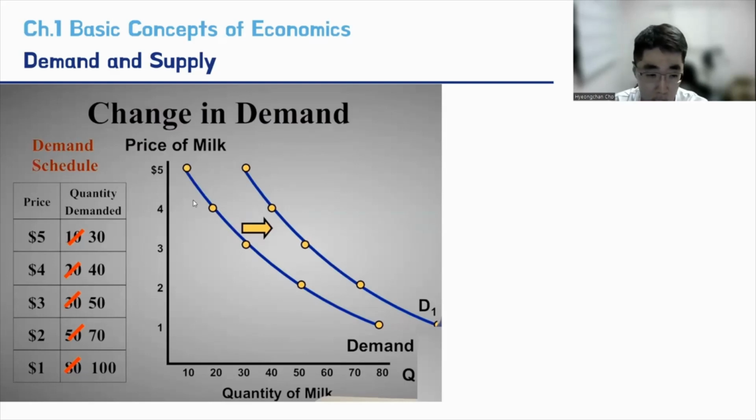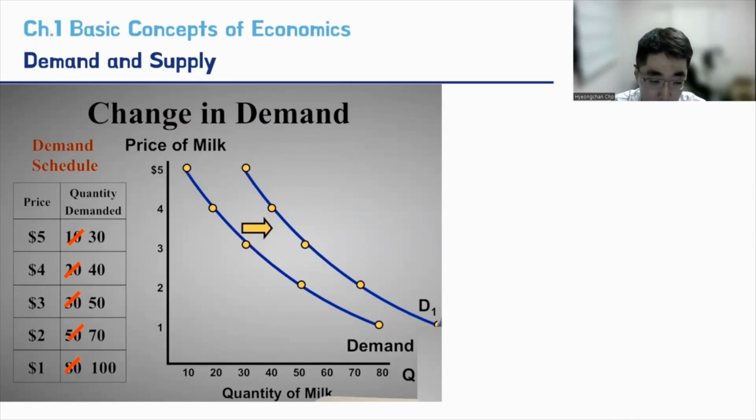But at each price, the demand is increased. At price 5, they demanded 10 milks before, but after the research comes out, they want 30 milks now. So the first combination is moved from here to here, right?